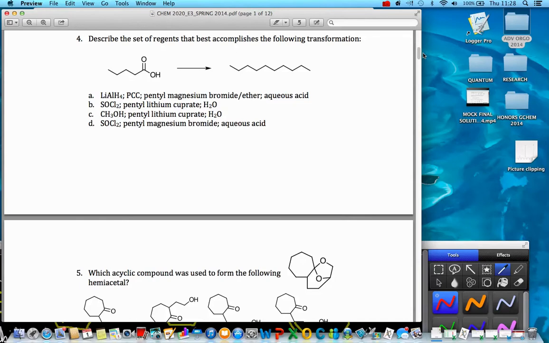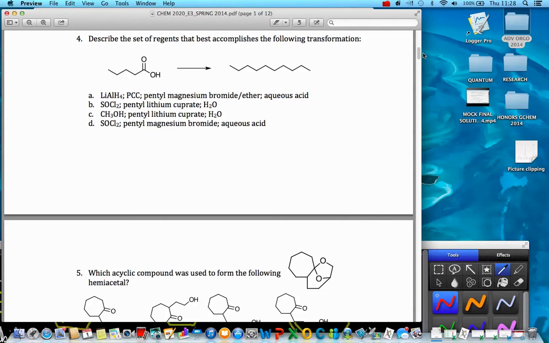Number 4 is an interesting question. So we're going to end with an alkyl compound where we're going to start with a carboxylic acid. And we're going to add 5 carbons. I think very quickly we can eliminate A and C because we need to make the acid chloride first. Then we need to do some chemistry, and then finally we need to acidify it. The actual best answer for this is going to be B.